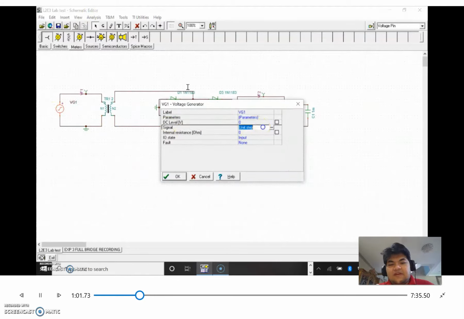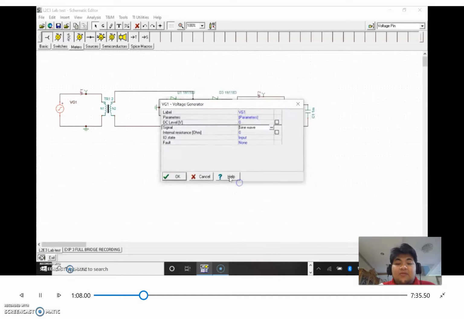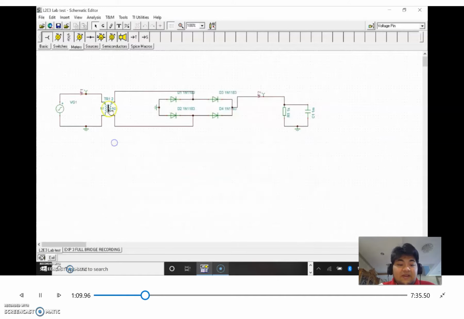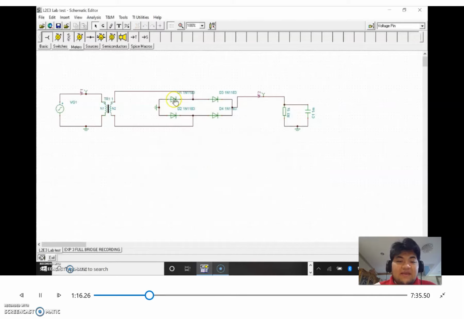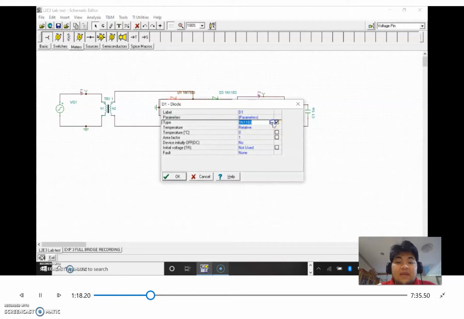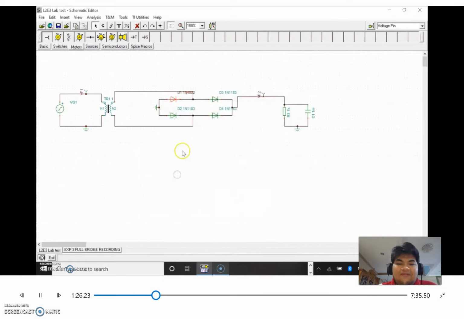Now first for the values, for the AC source, we'll be using a sinusoidal wave, which represents an AC source, but with an amplitude of 2 and a frequency of 50 Hz. For the transformer, we will start with the ratio of 1. So it is neither a step up or step down transformer. And for all 4 diodes, we will be using practical silicon diodes with label 1N4002.